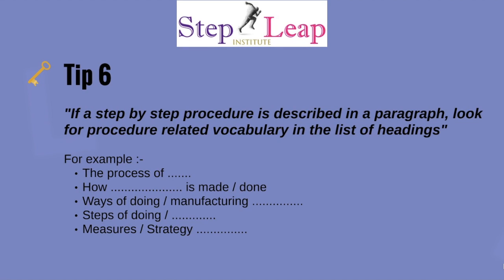Tip 6. If a step-by-step procedure is described in a paragraph, look for procedure-related vocabulary in the list of headings. Now, for example, if the paragraph is about the manufacturing of Coca-Cola, examples in the headings can be like the process of making Coca-Cola drink, or how Coca-Cola drink is made, ways of manufacturing Coca-Cola drink, or steps of making it, measures, strategy, criteria, and so on. So you must see the type of paragraph. The words of the paragraph tell you a lot about the list of headings.